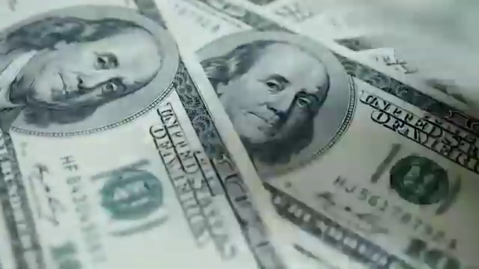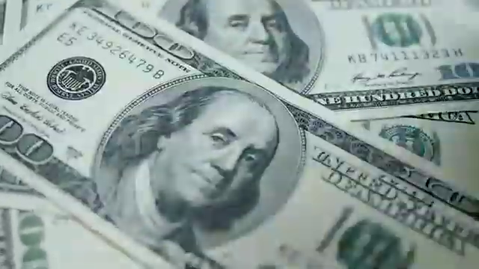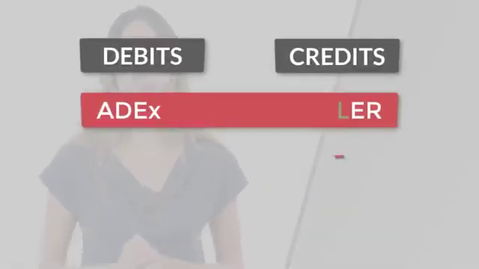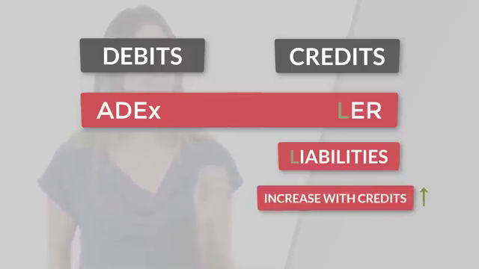Think about that. When you put money in your checking account, it belongs to you, not to the bank. The bank just holds it for you. So for the bank, this money really is a liability because at some point, they're going to have to pay it back to you. According to ADEx LER, liabilities are on the credit side of the equation, right? And to increase a liability, you will have to credit it. Therefore, the bank will credit your account when you put money in it.